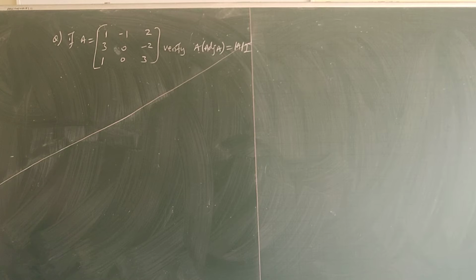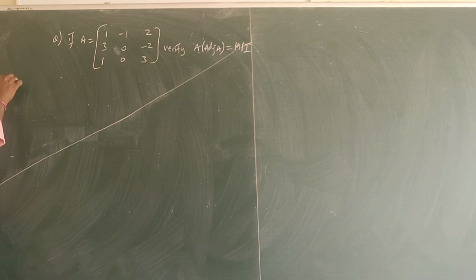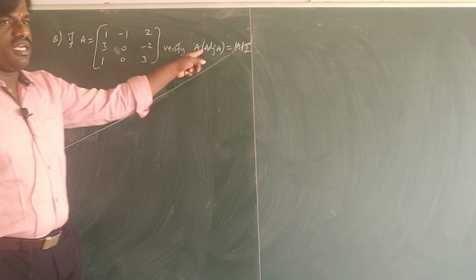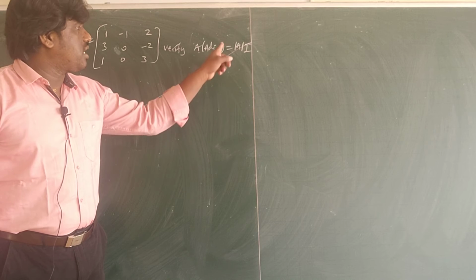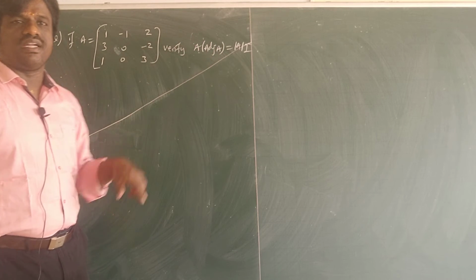So let's see here. Now A is equal to the given matrix. We have to prove this one. So first we go for the LHS. In the LHS, A into adjoint A. A you already know. What you don't know is adjoint A. So first we will find adjoint A.